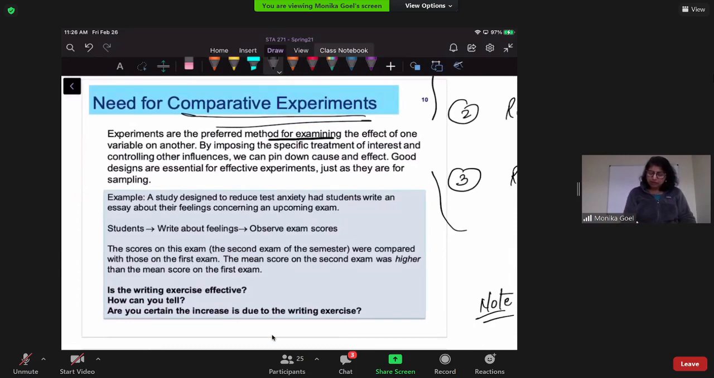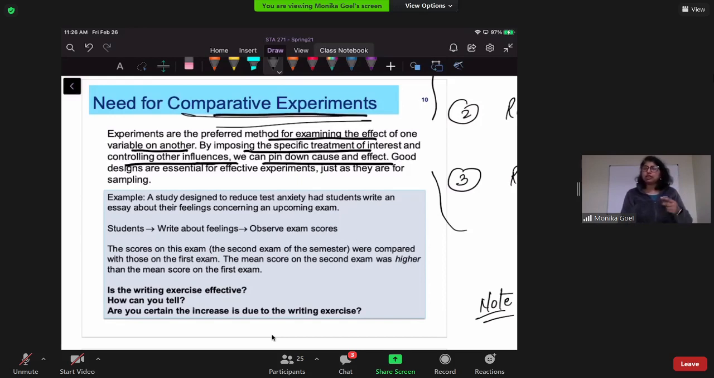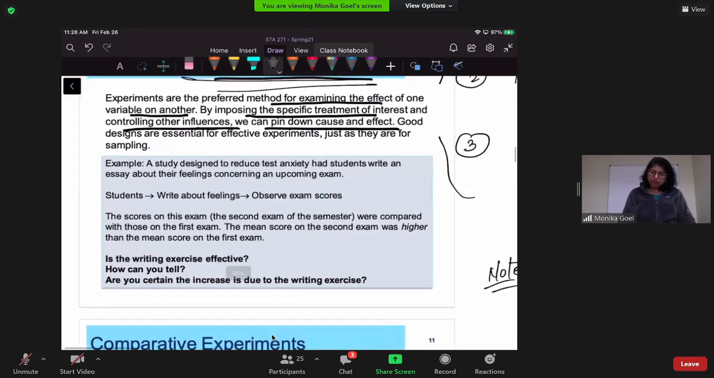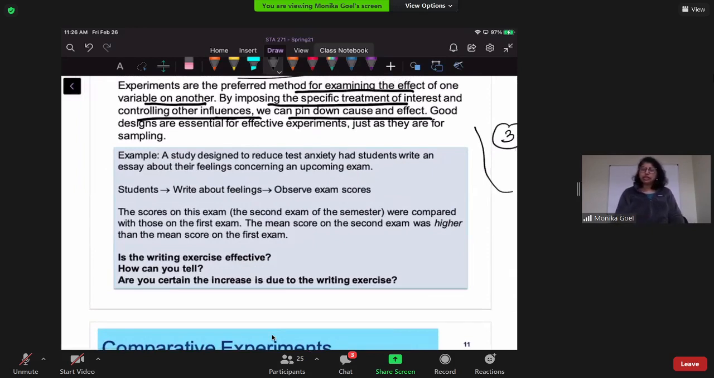Experiments are the preferred method for examining the effect of one variable on another. By imposing the specific treatment of interest on control and controlling other influences, we can pin down cause and effect. And how do we control the influence of other variables? Again, by randomization and comparing. So again, comparative experiments are important because we can control the effect when we compare those. And here is an example given, and let's quickly read this example and see if this example is talking about comparative experiment. Is it a good example of experimental design? Is it bad, or what is missing, or is it perfect?